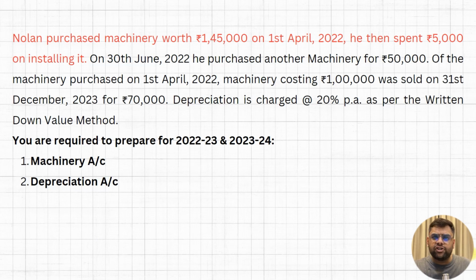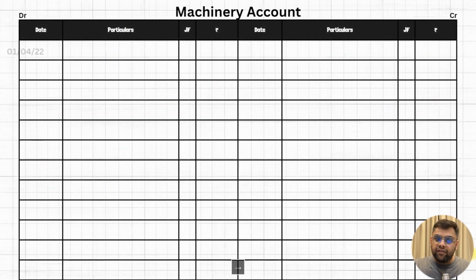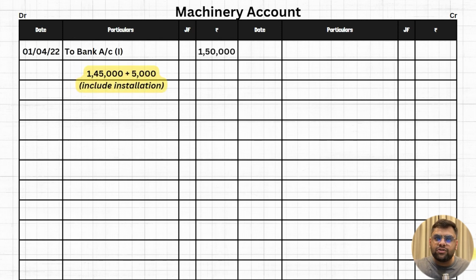If you purchase machinery, you will have to go to the machinery account on the debit side. 1st April 22 to bank account number 1. The number 1 represents the first machinery that you have purchased. आगे जाके आप और भी machinery purchase करने वाले हैं. Now, what will be the amount of this machinery? It is going to be 1,45,000 plus 5,000 because installation will always be included.